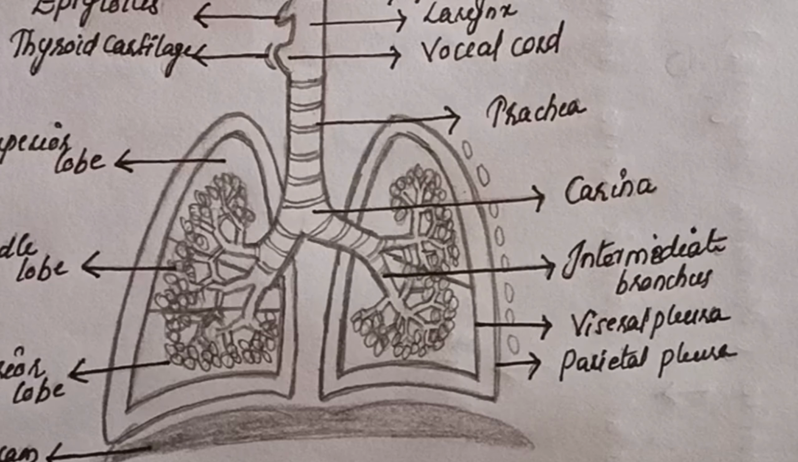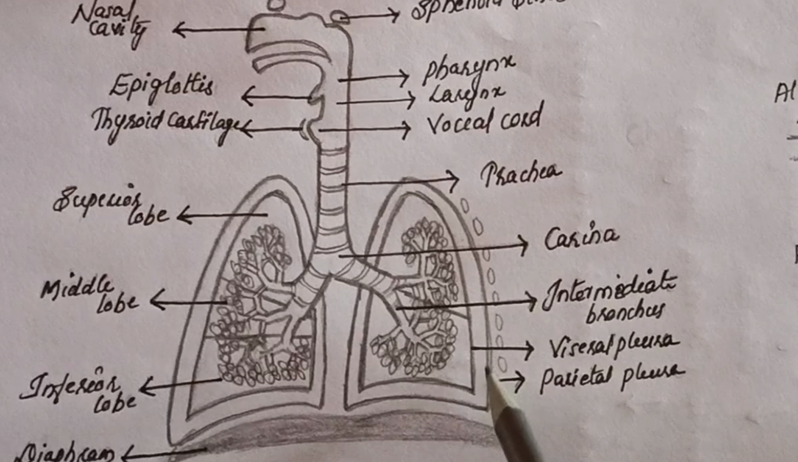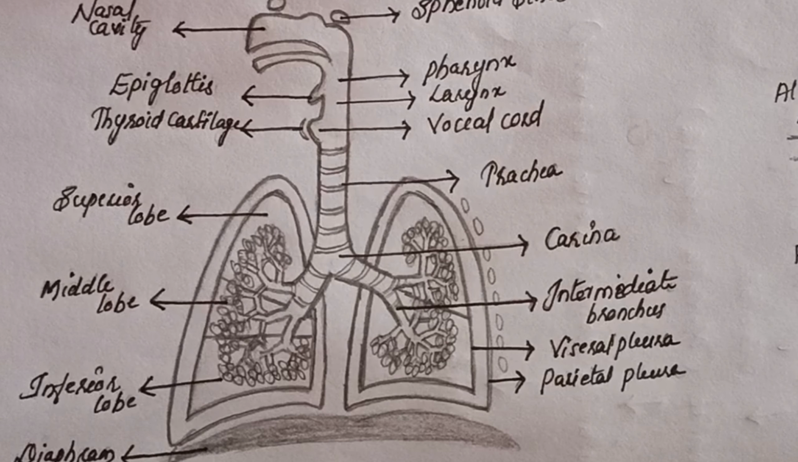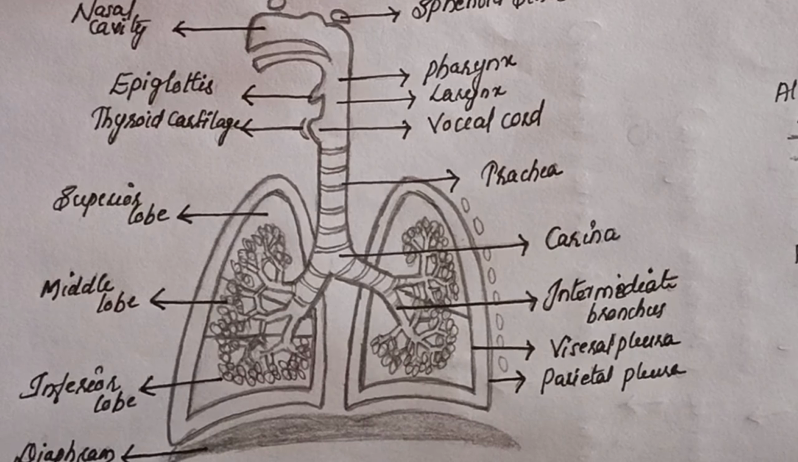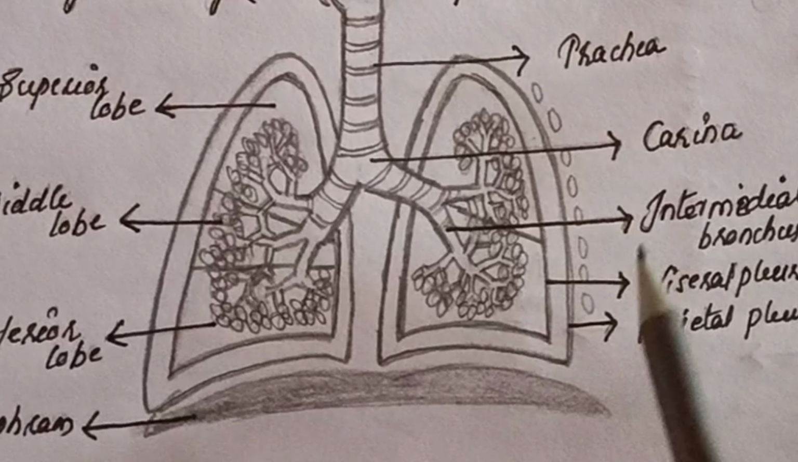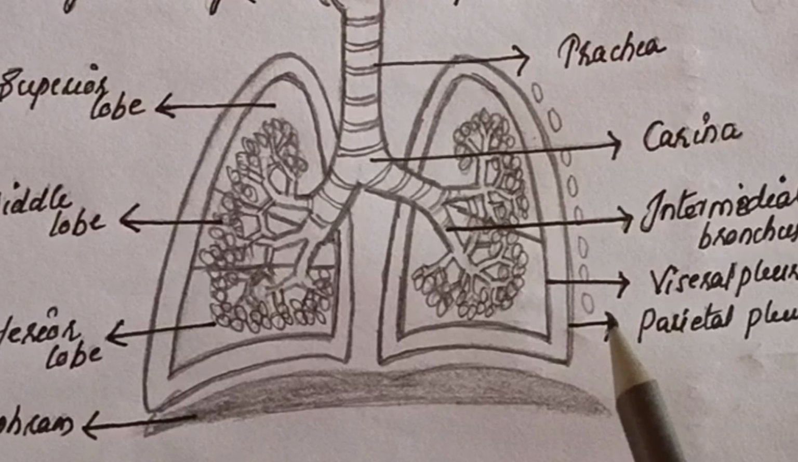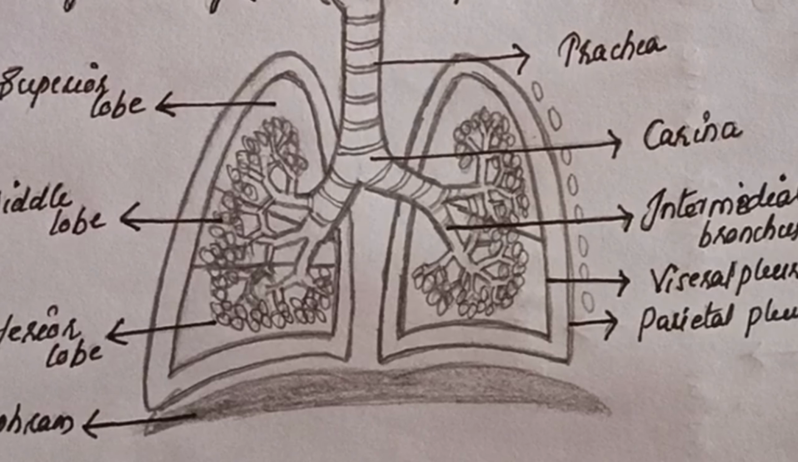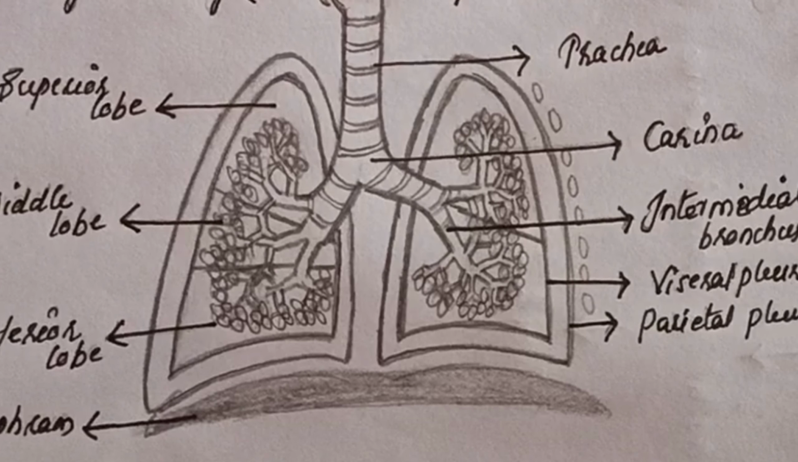Now, we have visceral and the parietal pleura here. These are the covering of lungs. Visceral pleura is the inner layer and the parietal pleura is the outer layer. In between these, we have the pleural cavity which has pleural fluid. Around 5 to 20 ml of pleural fluid is present in this, which helps in the expansion and recoiling of lungs. Finally, we have the diaphragm and the intercostal muscles are there. They are also helpful for the expansion and recoiling of lungs.